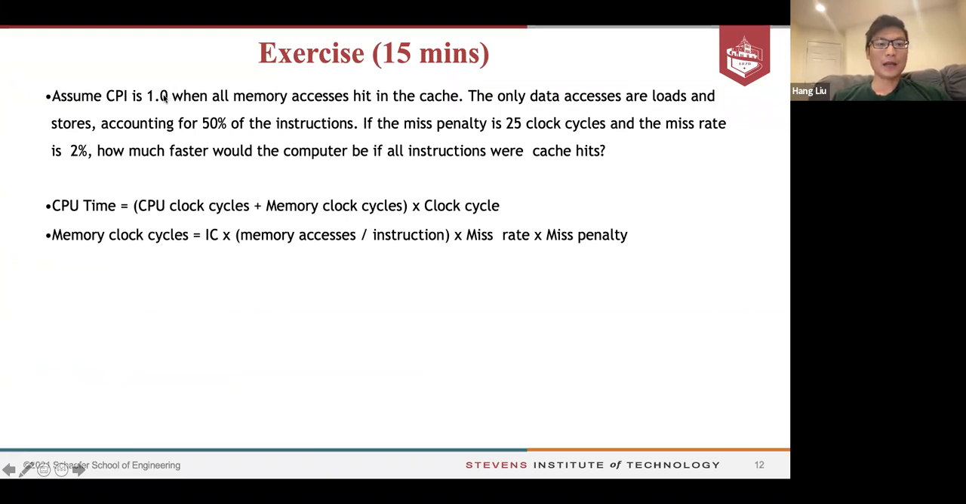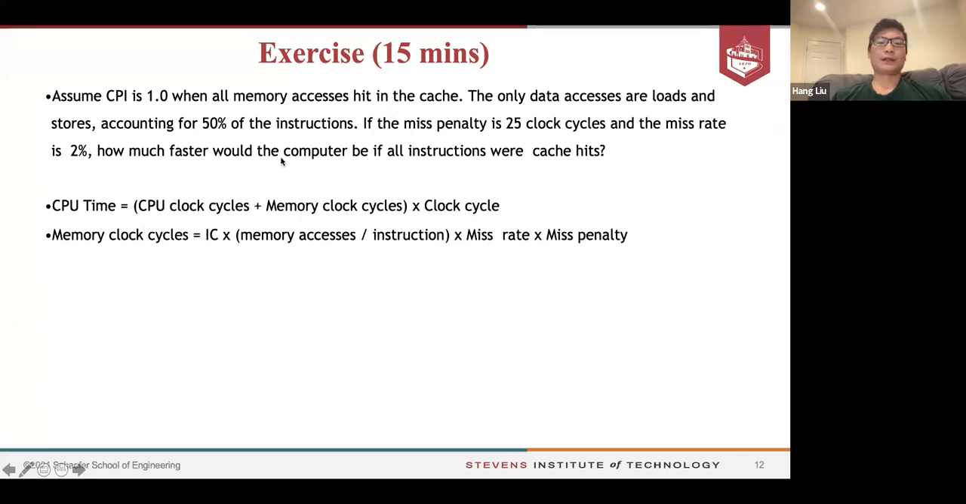Assume CPI is 1.0 when all memory accesses hit in the cache. The only data accesses are loads and stores, accounting for 50% of the instructions. The miss penalty is 25 clock cycles, and the miss rate is 2%. How much faster would the computer be if all the instructions were cache hits?